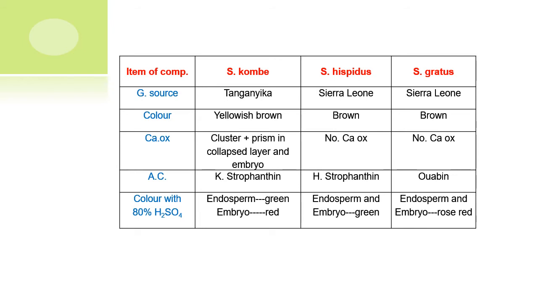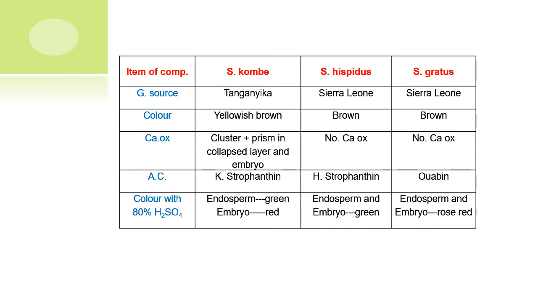Strophanthus kombe is obtained from Tanganyika, while Strophanthus hispidus and Strophanthus gratus are obtained from Sierra Leone. Color of Strophanthus kombe is yellowish brown, while it is brown in Strophanthus hispidus and gratus. The calcium oxalate in Strophanthus kombe exists as clusters and prisms in the hyaline layer and embryo, while Strophanthus hispidus and gratus are devoid of calcium oxalate. The active constituent: K-strophanthin in Strophanthus kombe, H-strophanthin in Strophanthus hispidus, and ouabain in Strophanthus gratus.